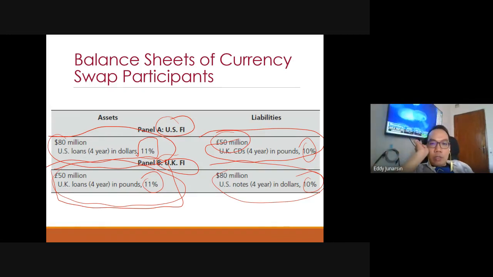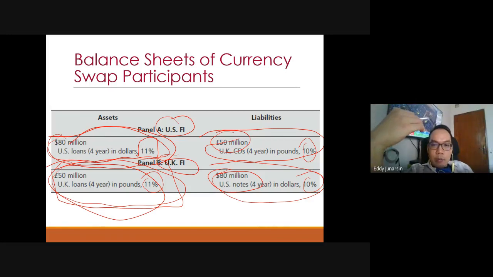So you see, the US financial institution is not keen on paying using the pound, because they're making money in US dollars. They will be happier to pay in US dollars as well. On the other hand, the UK financial institution is paying US dollars right now, but doesn't like it because they're making money in pound. They will be happier to pay their obligation in pound. So now you see a circumstance that enables both financial institutions to exchange their obligations.